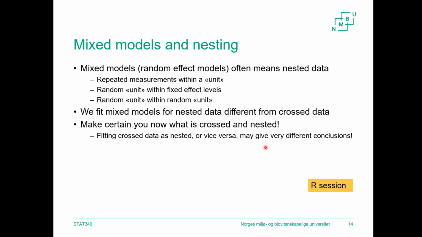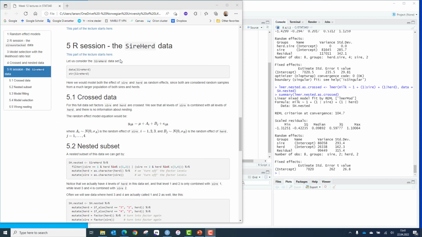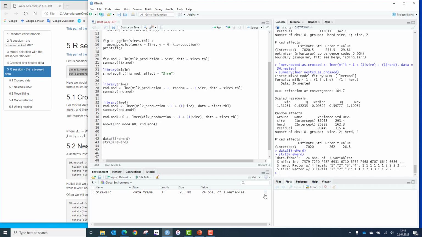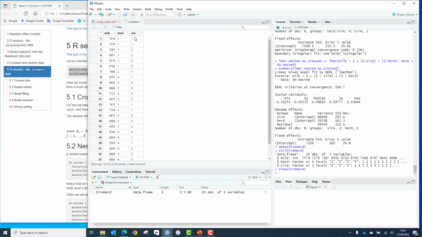So let's go and have a look at this in an R session again, and that completes our session today. Let's have a look at the last R session here about this sire herd data. So what is this actually? Let's have a look at this data. Sire herd. Again, we have these three sires, sire 1, 2, and 3, and their daughters producing milk. So that's the same response as before.